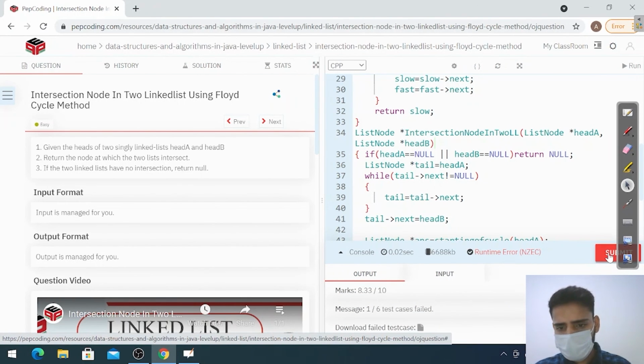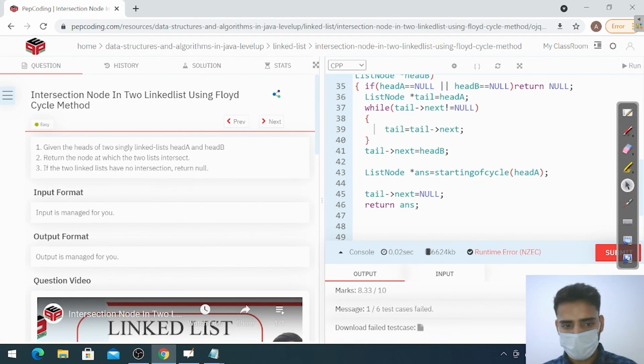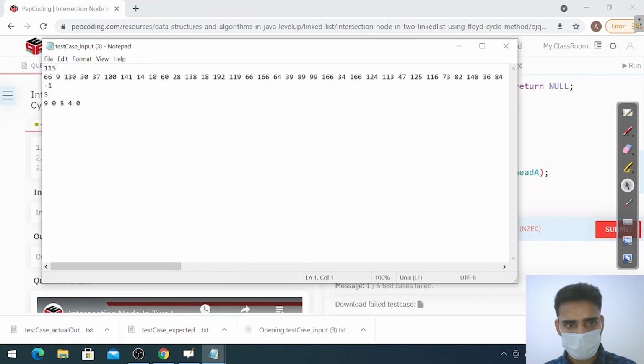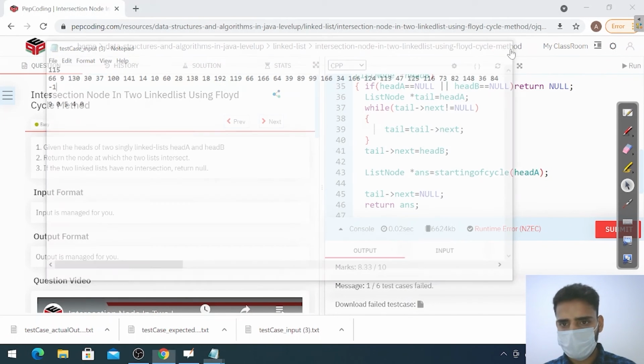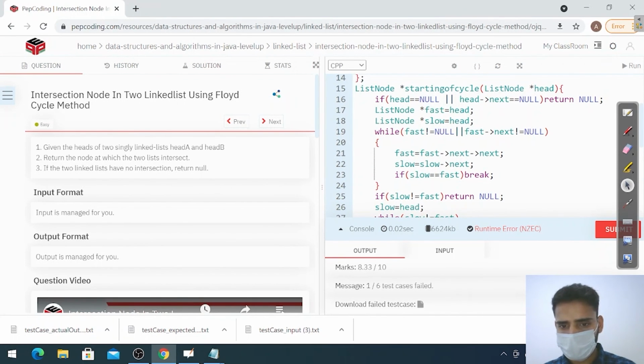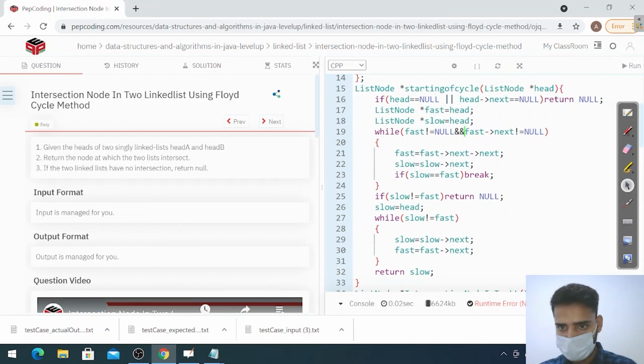Okay, one test case failed. Let's see. Let's download the test cases. The test case input was this and -1. It means it doesn't have any intersection. So I think where we handled the intersection point, we have missed something. Let's go and see. Yes, exactly. We don't have to use or, we have to use and for this. Now let's submit this.